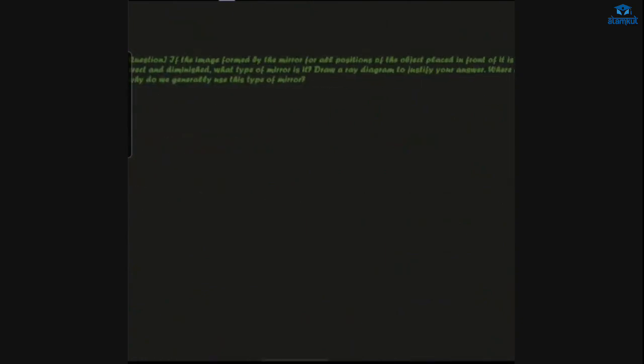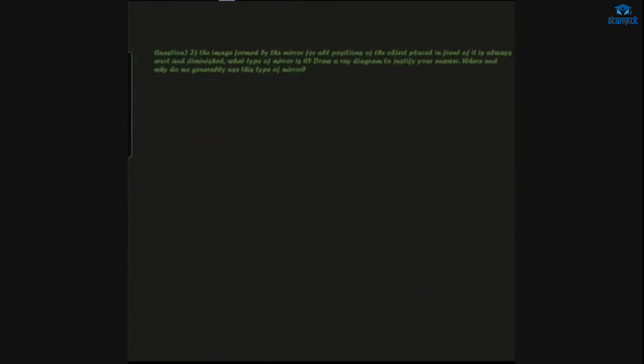Now the second question: if the image formed by the mirror for all positions of the object placed in front of it is always erect and diminished. That means no matter what the position of the object is, we are always getting an erect and diminished image of the object, right?